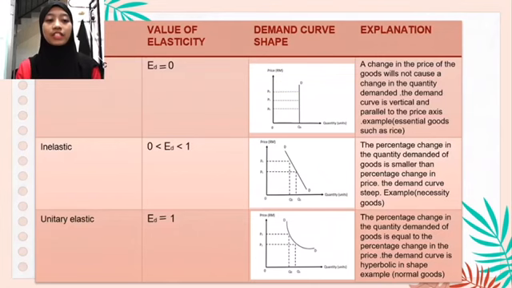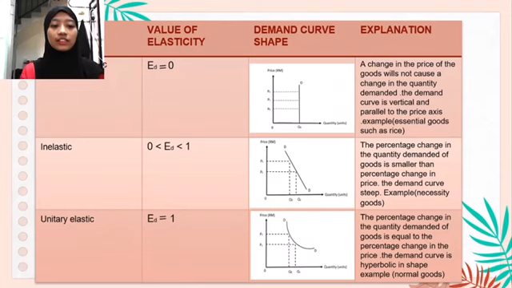There are 5 degrees of elasticity of demand. First is perfectly inelastic. The value of elasticity is ED equals 0. This is the demand curve shape. For explanation, a change in the price of the good will not cause a change in the quantity demanded. The demand curve is vertical and parallel to the price axis. For example, staple goods such as rice.